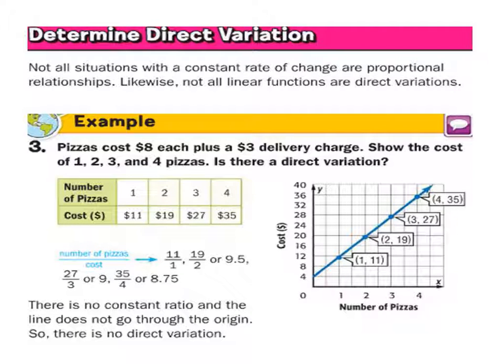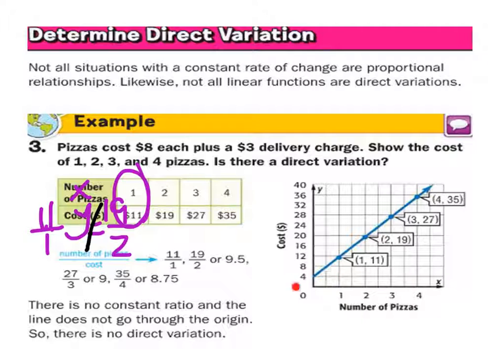Alright, in this example, if you're looking at the table, just take the bottom number, 11, divided by the top number, 1. Because this is our y, this is our x, 11 divided by 1. Does that equal 19 divided by 2? Well, in this case, it does not, so this is not a direct variation. If you were to graph it, you can see that this line is straight, however, it does not go through the origin.